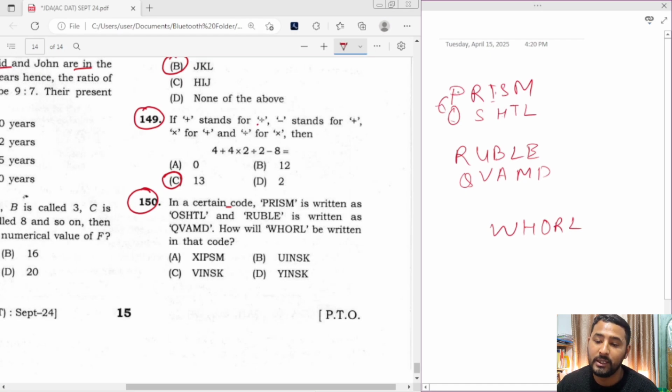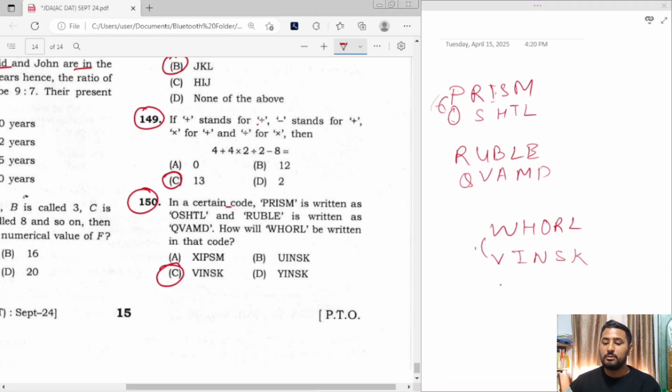First comes O, then P. But first comes R, then S. So it is going like this: minus 1, plus 1. Minus 1 of this one will be how much? UV, VW, right? VW plus 1 will be HI. Minus 1 MNOP and VIN, right? Then you have R plus 1 S, L minus 1 K. VIN SK. So I can see option number C would be the correct answer.